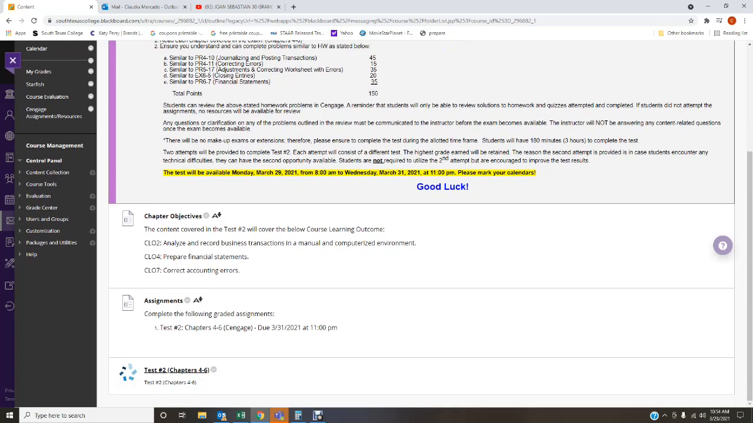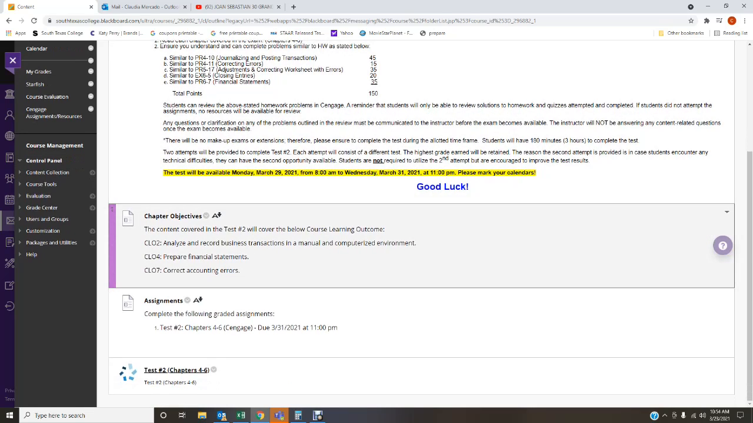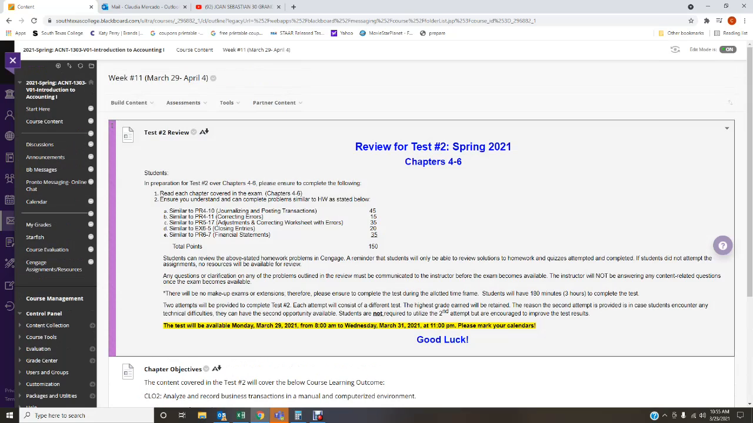Okay. In this test, we're going to be covering 3 course learning objectives, which is to analyze and record business transactions in a manual and computerized environment. We're going to cover the preparation of our financial statements and also correcting accounting errors. So those three objectives are being met by completing test number 2. So you've got the link here for the test. That is the only assignment that you have this week.